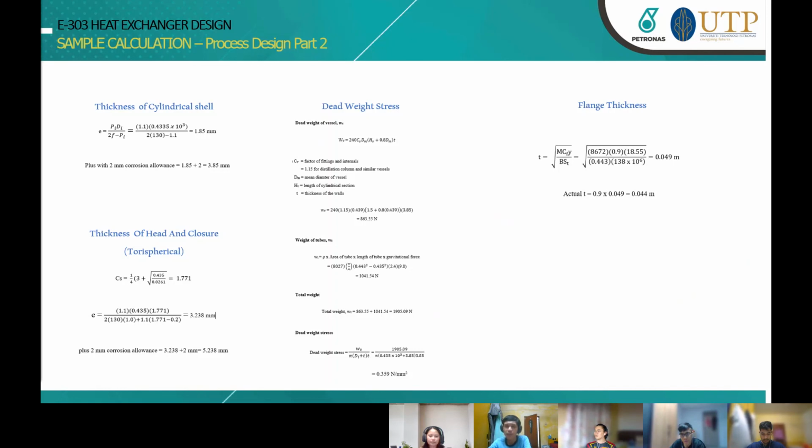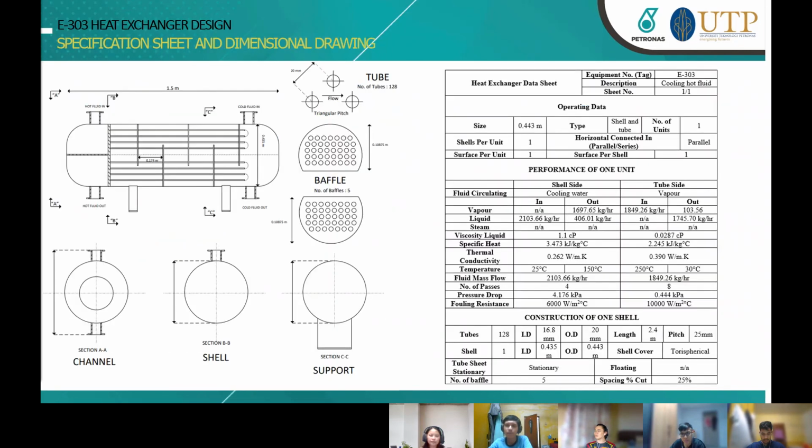The thickness of the flange is 0.044 meter. The specification sheet and dimensional drawing are illustrated. Overall, the dimension of this heat exchanger is considered small compared to typical industrial scale, since the flow of the hot and the cold fluid are relatively small.